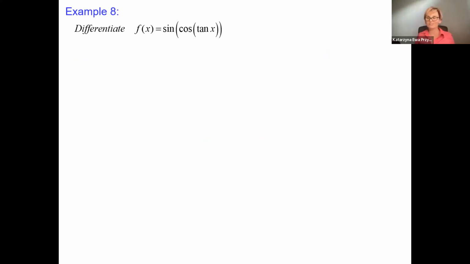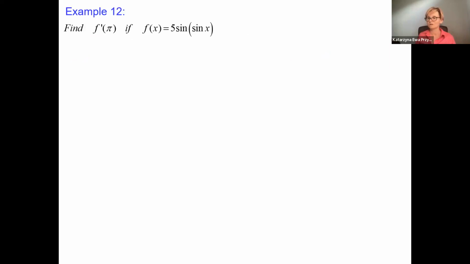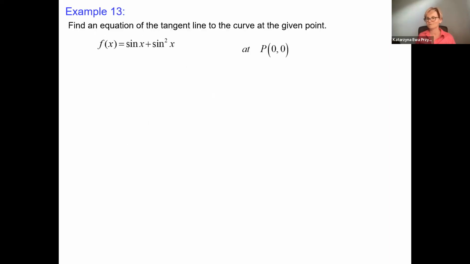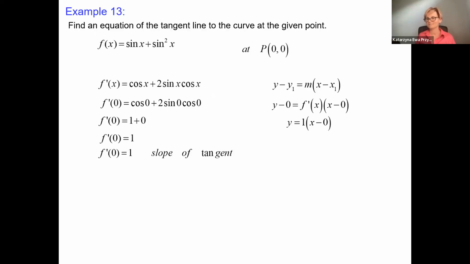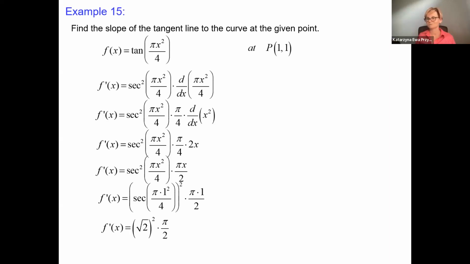Sine of cosine of tangent, but you can try this. I have some of the solutions, but there are so many things. You can try this one. Too many things. They are such nice questions. I just want to do.